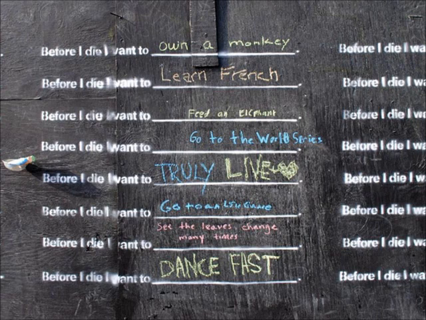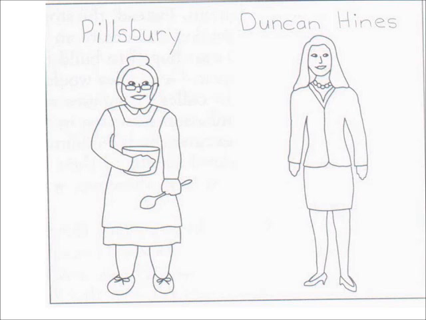The responses are varied. They include feed an elephant, own a monkey, learn French, see the leaves change many times. Asking consumers to draw a picture may reveal feelings and perceptions that would otherwise not come to light. Asked to draw a picture of the woman who used Pillsbury and the woman who used Duncan Hines, a consumer drew this.